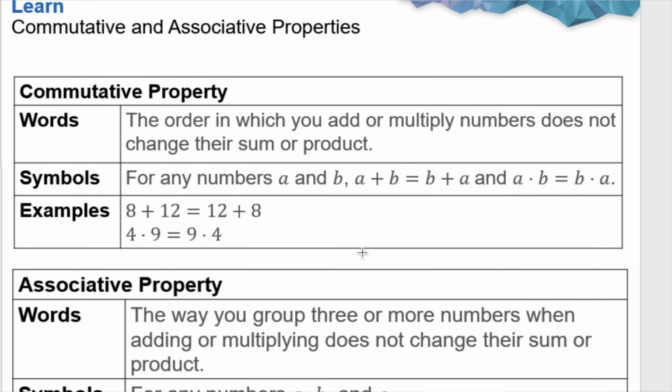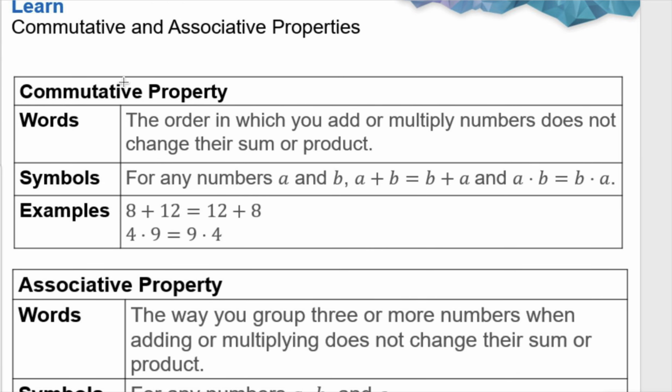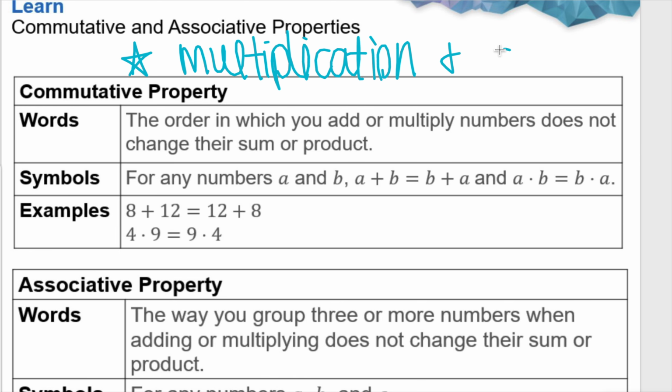Last little bit, the commutative and associative properties. Commutative and associative properties work with multiplication and addition. So we want to keep that in mind as we read through these, okay? And these are just problem-solving strategies that we can use to help us with more complex questions down the road.